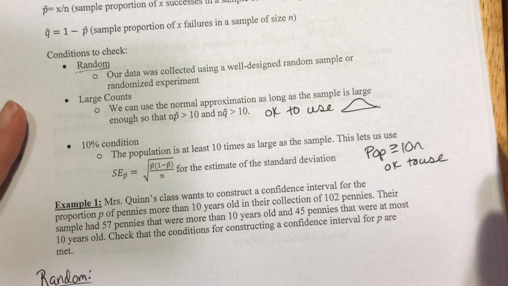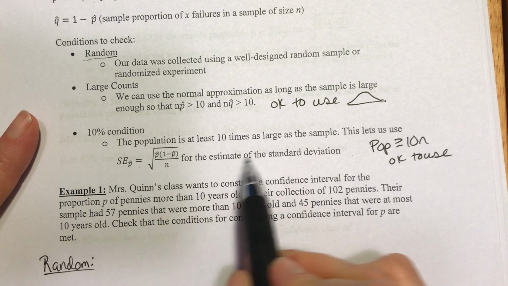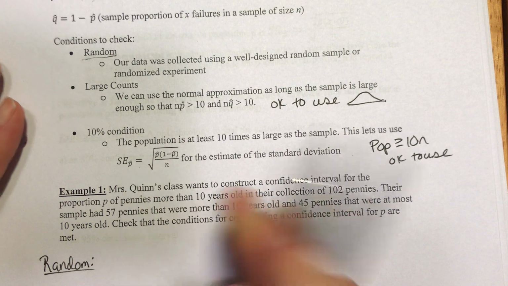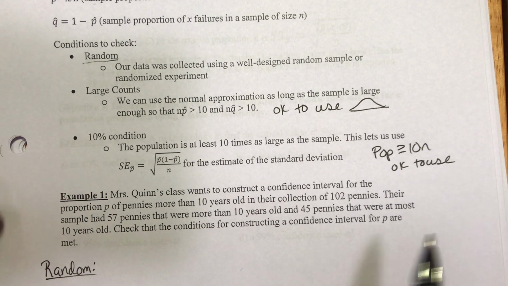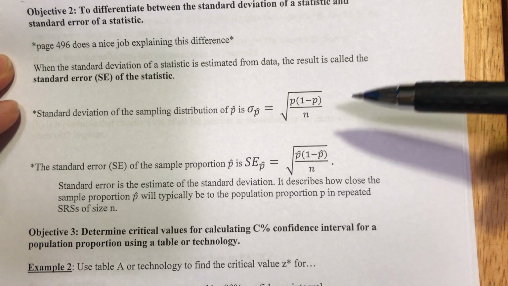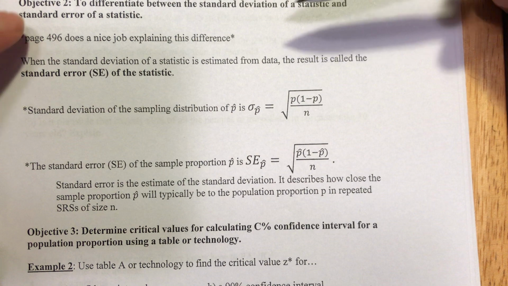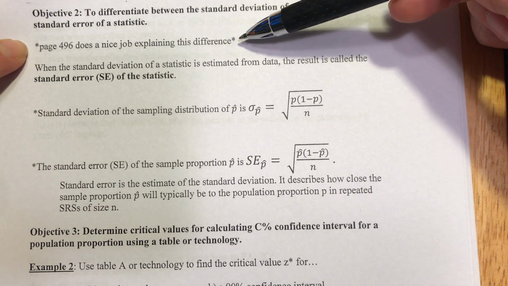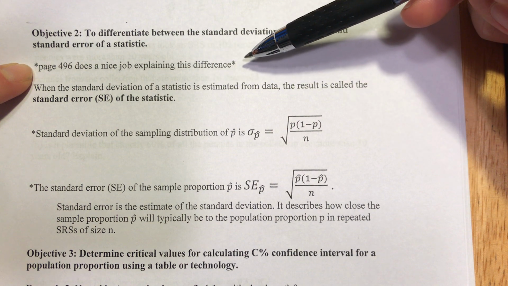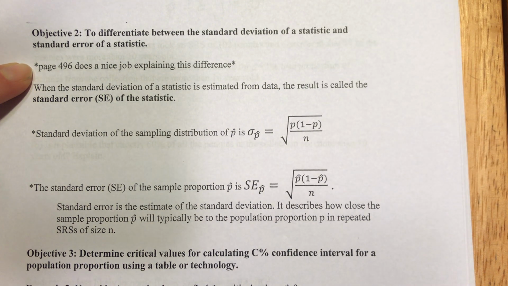Now, instead of using the standard deviation, we're going to use something called the standard error of p hat. I have it on the next page. I put them in a bit of a silly order, I should have put these in a different order. I made a note: you might want to take a look in your textbook on page 496. Page 496 does a really nice job explaining the difference between standard deviation and standard error.